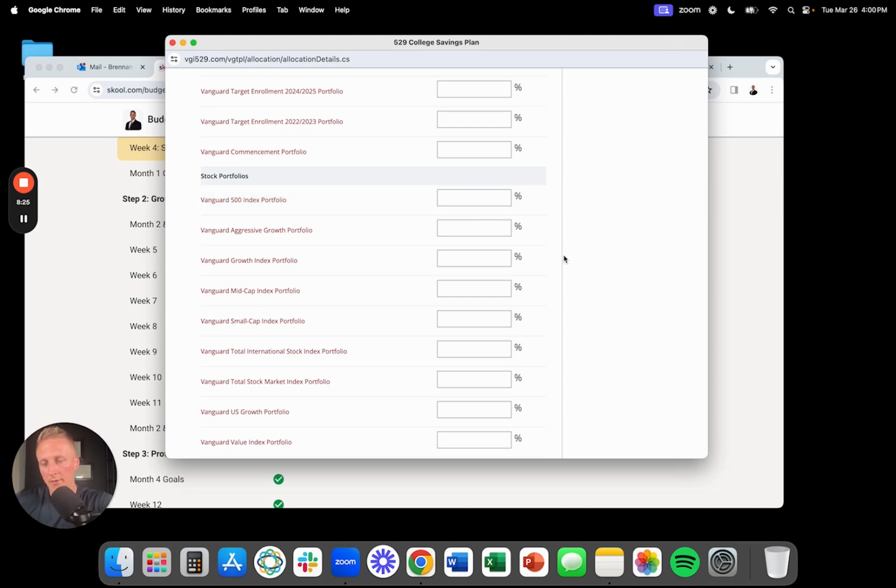So this is really good information for allocations in general, but specifically 529s. Let me know if you guys have any questions on this.